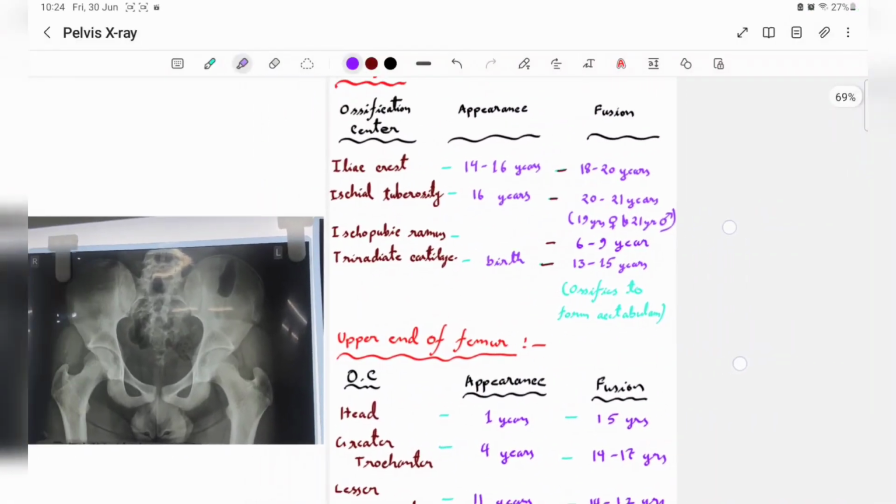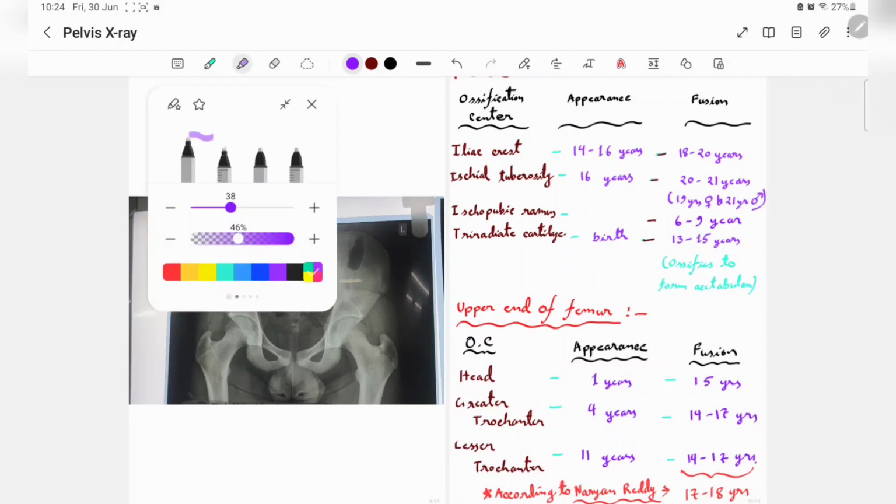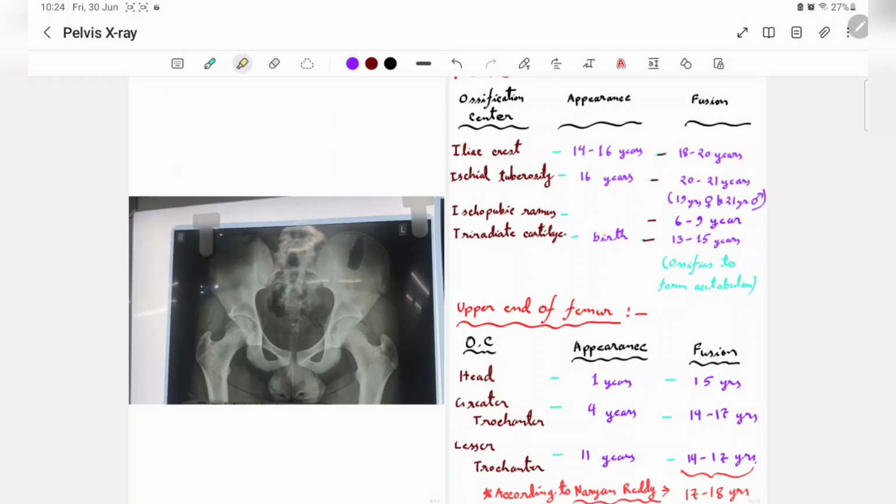Next X-ray, probably the last X-ray. Here you can see the iliac crest has appeared but not fused, as there is a gap. So he or she is 14 plus and less than 20 years of age. As the head, greater trochanter and lesser trochanter have already appeared and fused, he or she is greater than 17 years of age.